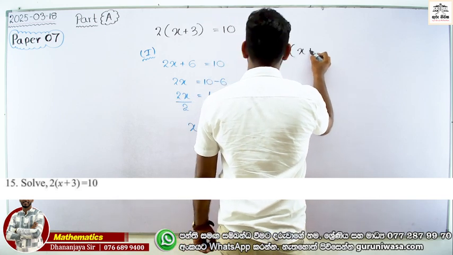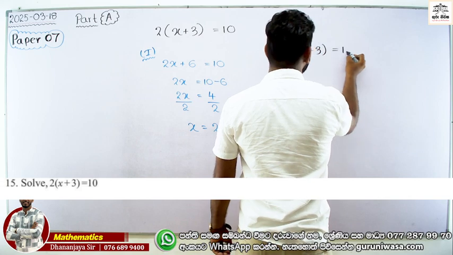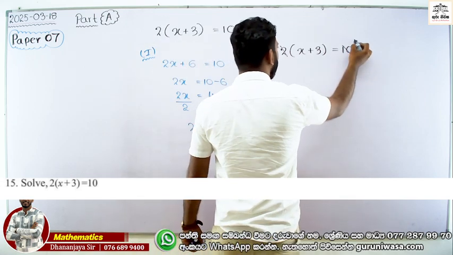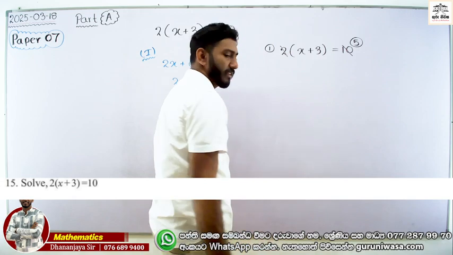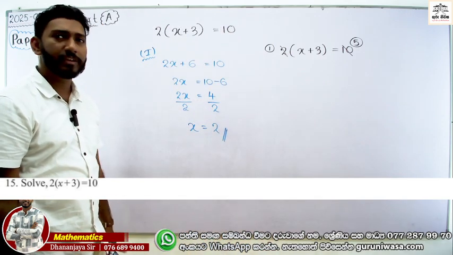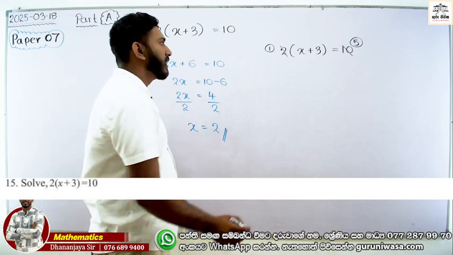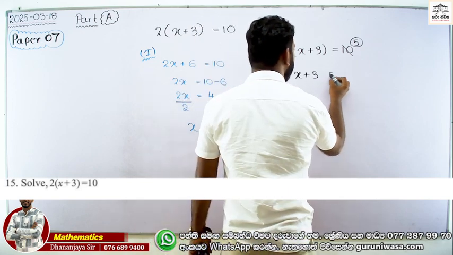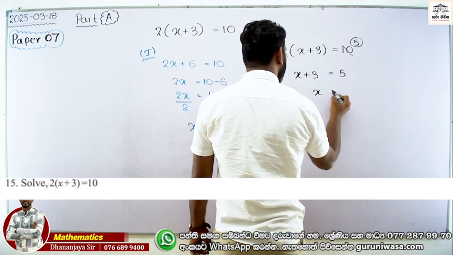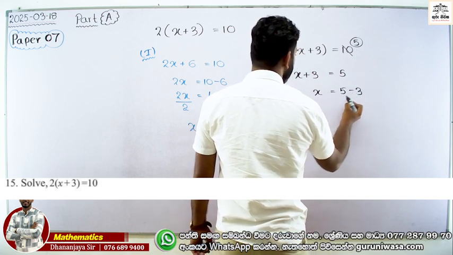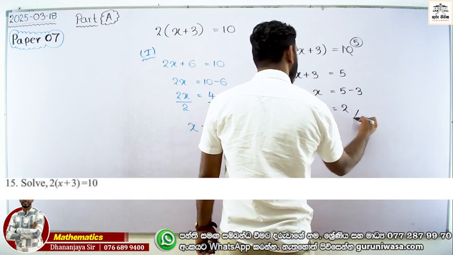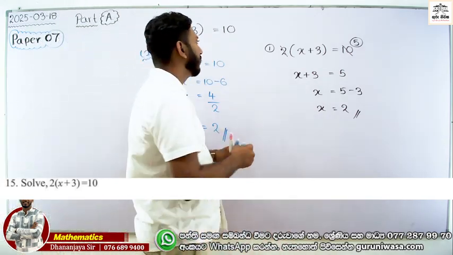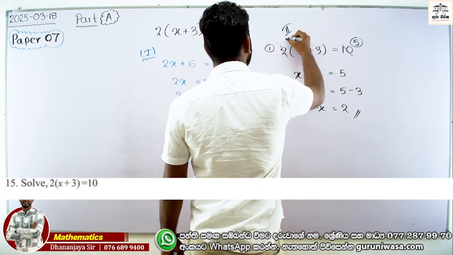2 times x plus 3 equals 10. Now look at this. 2 times 1 and 2 times 5. You can simplify both sides, left hand side and right hand side. Now, there are no brackets because 1 is nothing, right? x plus 3 becomes 5. And you know x becomes 5 minus 3. Now x becomes 2. Right? Same answer. You can follow these two methods. This is method number 2.